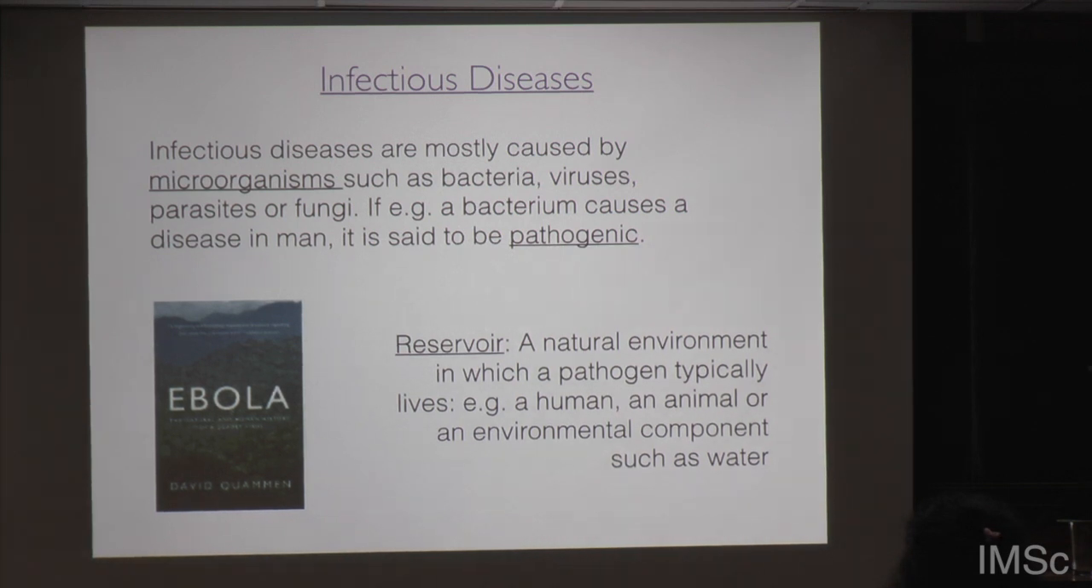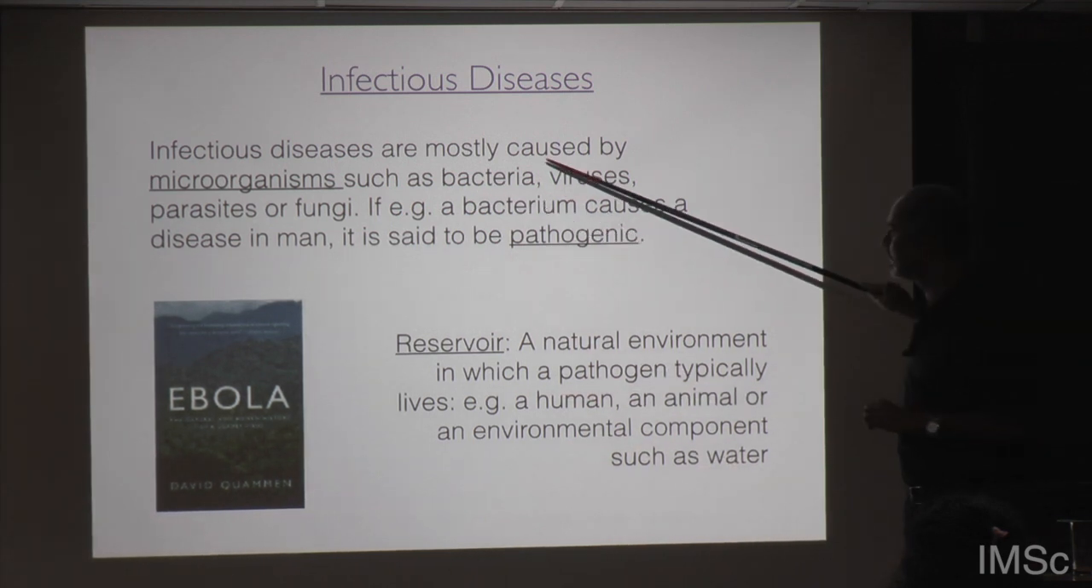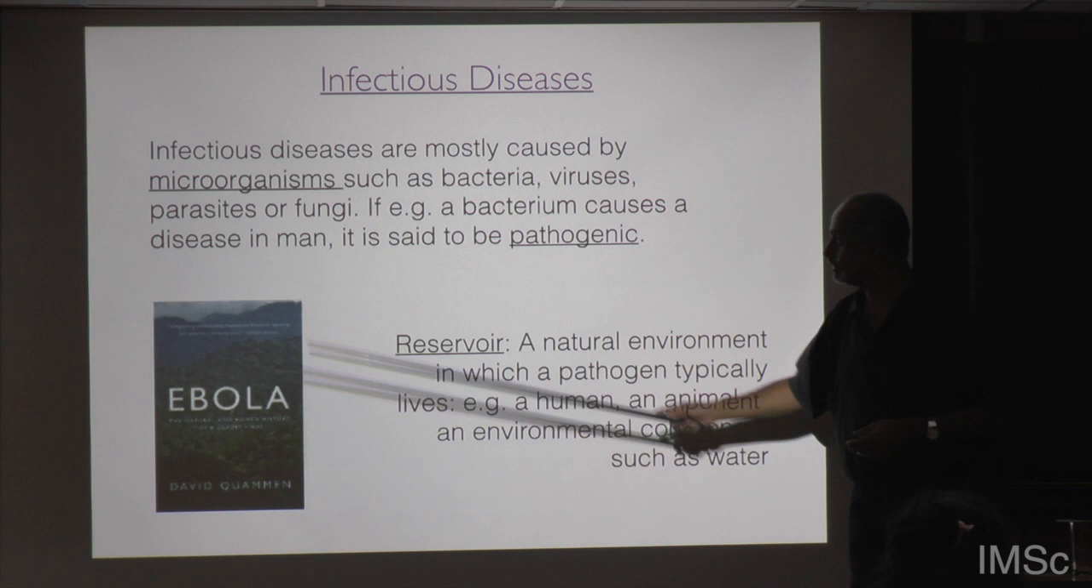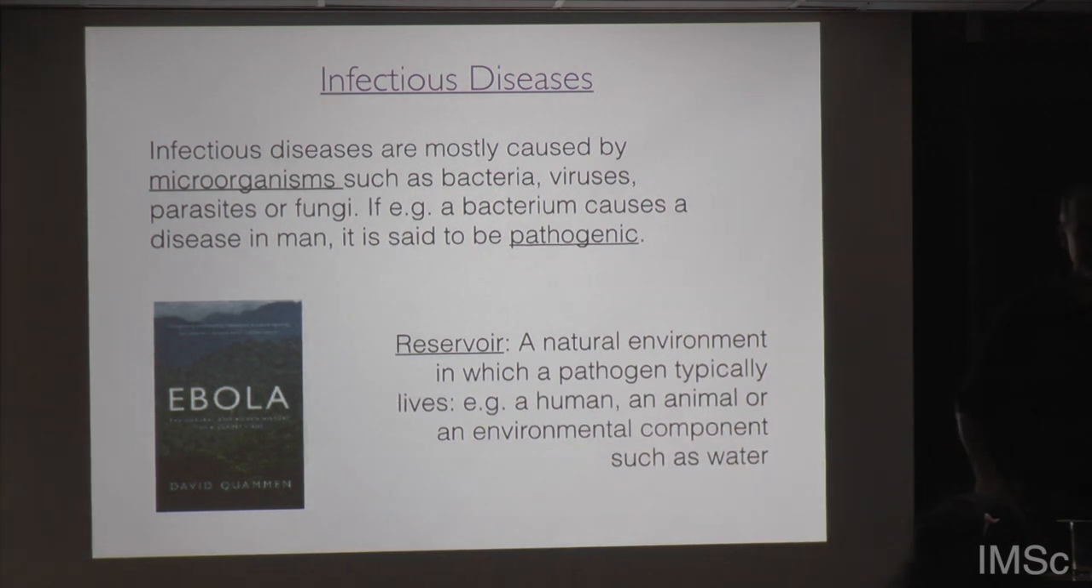Now that we've talked in general about thinking about health and disease in a much broader context, let's zoom in on the question of what are infectious diseases. Okay? So infectious diseases are mostly, very broadly, and I'll tell you some specific counterexamples, caused by microorganisms. The microorganisms involved are bacteria, viruses, parasites, or fungi. If a bacterium, for example, or any agent causes a disease in man, it is said to be pathogenic. So that's one important term that we will use.